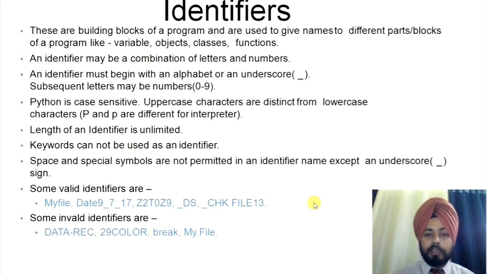Python is a case sensitive language. Uppercase is distinct from lowercase characters. Capital P and small p are different for the interpreter. The length of an identifier is unlimited. Keywords cannot be used as an identifier. Space and special symbols are not permitted in an identifier name except the underscore sign. These are some valid identifiers and these are some invalid identifiers.